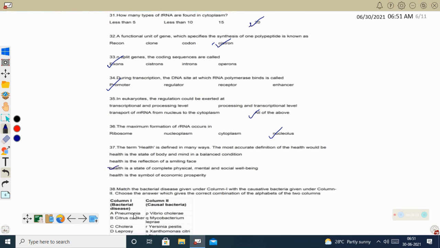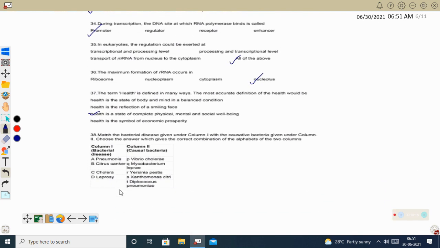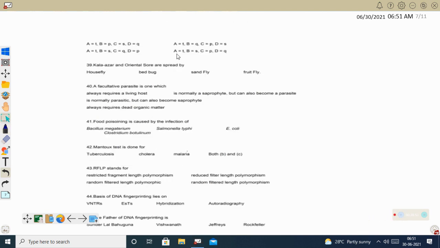Next question, match the bacterial disease given under column 1 with the causative bacteria given under column 2. Choose the answer which gives the correct combination of the alphabets of the two columns. Pneumonia is caused by Diplococcus pneumoniae. Citrus canker is caused by Xanthomonas citri. Cholera is caused by Vibrio cholerae. Leprosy is caused by Mycobacterium leprae. So A, T, B, S, C, P, D, Q. Here the correct option is D.